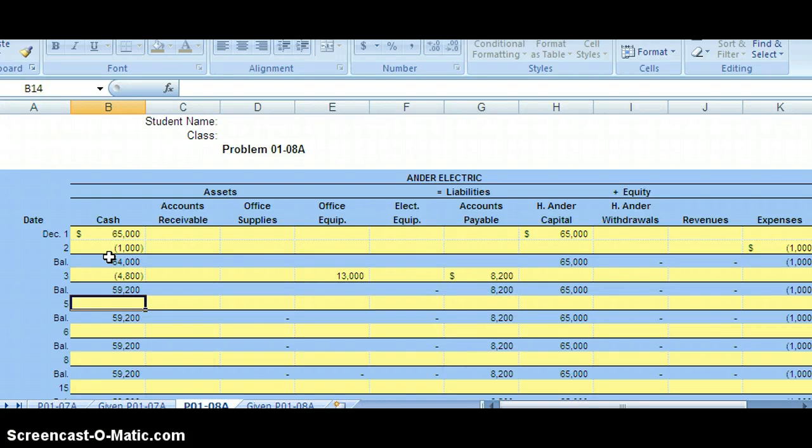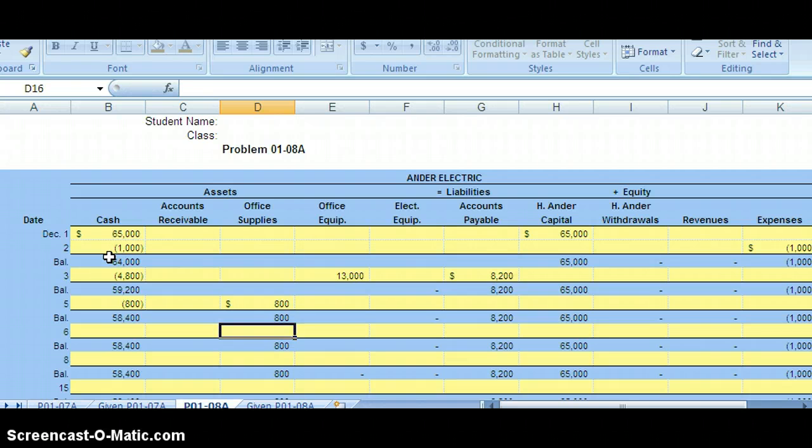On December 5th, we want to do the same thing. The company purchased supplies and they paid by cash. So they purchased $800 in supplies. So cash is going to go down because we're going to pay $800 and we're going to increase our supplies.